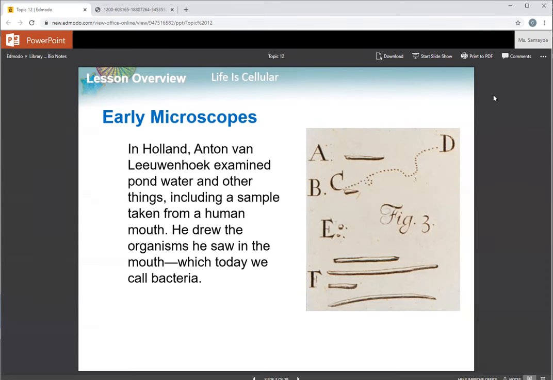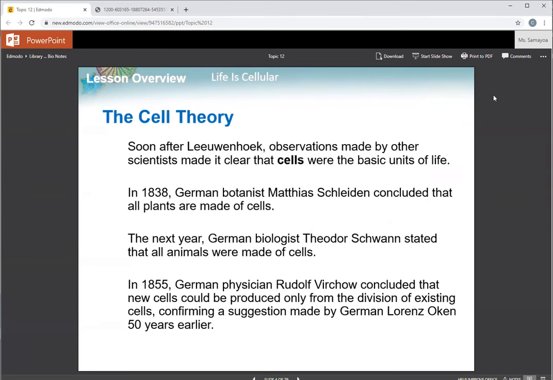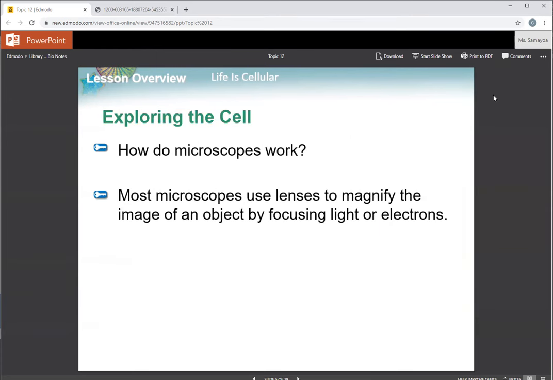So now we're slowly building up. Before you had empty things, now you have bacteria. So we're getting somewhere. Then he observed that basically cells were everywhere. Cells became the basic unit of life. As time went by, they were like, wow, plants are made out of cells. Animals are made out of cells. And eventually you have the cell theory as it is now.